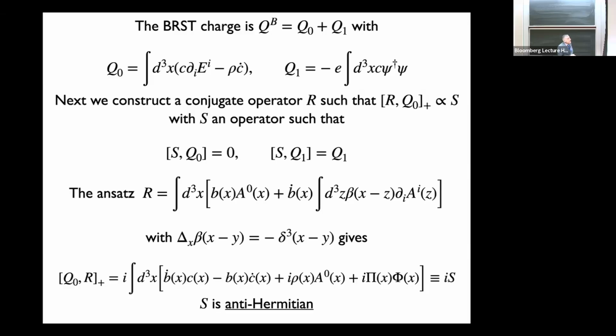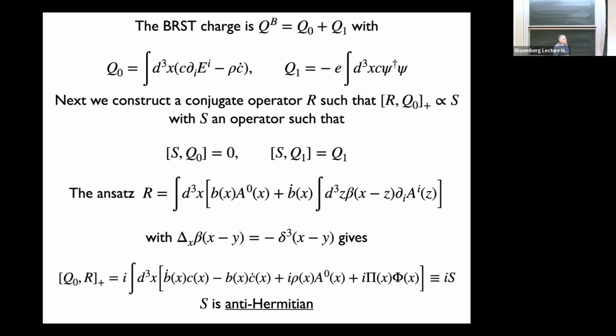This object has BRS charge 1 because there is this C that goes at charge +1 under the usual BC charge. So we want something that has charge -1. So we want something with the B ghost. You can have a term in B and a term in B dot. And with a little bit of trial and error, you arrive at this form where beta is simply the Green's function for the Laplace operator on our flat Cauchy slice. Now, the choice of R has to give us a charge operator.